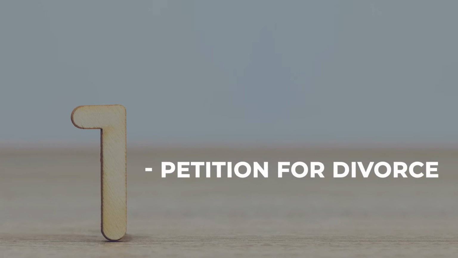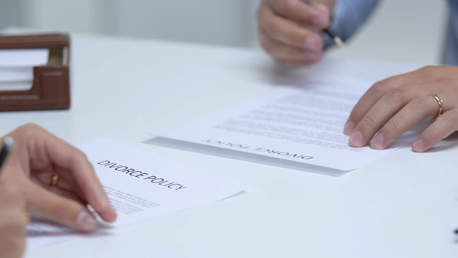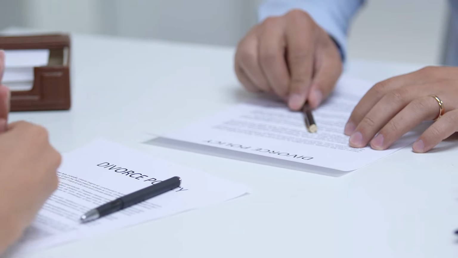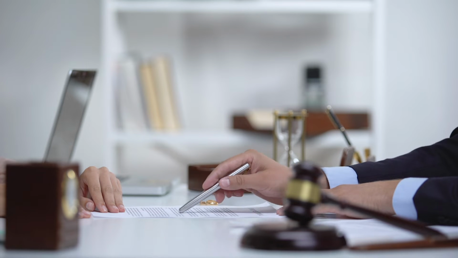Step 1, petition for divorce. The divorce process often begins with the filing of a petition for divorce. This legal document outlines essential information about the marriage, the parties involved, grounds for divorce, and the initial request regarding child custody, spousal support, and property division.